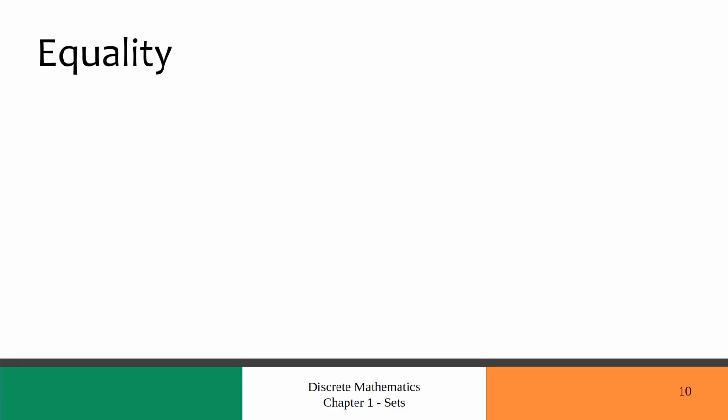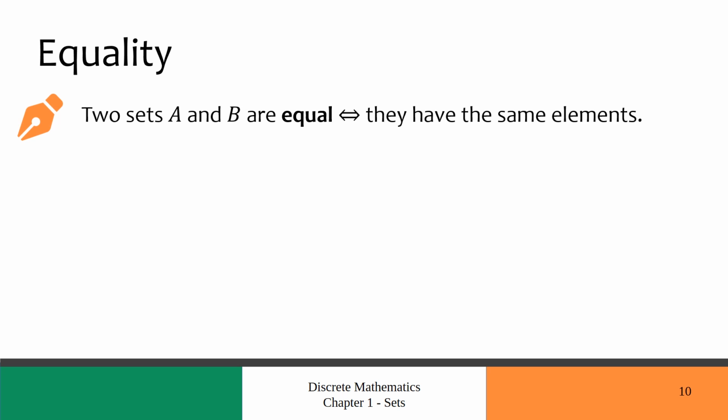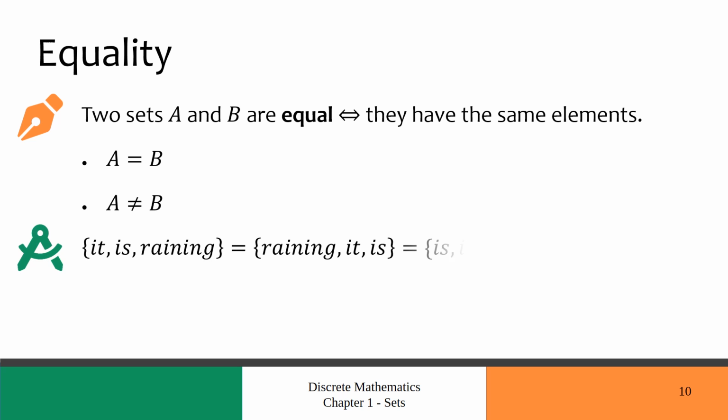Now, another relation between two sets is equality. It is quite intuitive. We say that A and B are equal if and only if they have the same elements. We write it with an equal sign. A = B means that whenever x is in A, then x is an element of B, and whenever x belongs to B, then it belongs to A. If it is not, then we will write it with a non-equal sign, A ≠ B. For example, the set {it, is, raining} is equal to {raining, it, is}, and also equal to {is, it, raining}. This is because the order in which the elements are listed does not matter.